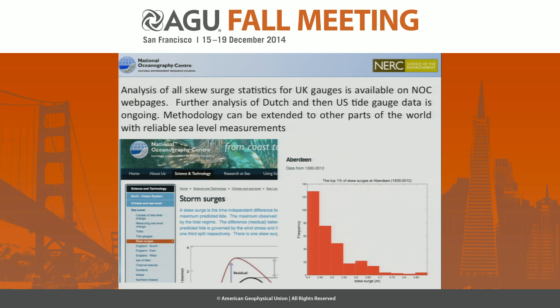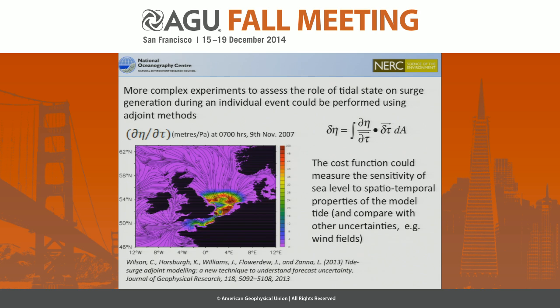Just to let you know, we're placing all of these analyses on a repository on the NOC website. And it sort of leads us to understand that if you want to truly understand what it is that makes one storm surge vary from the next, it's the details of the weather system.